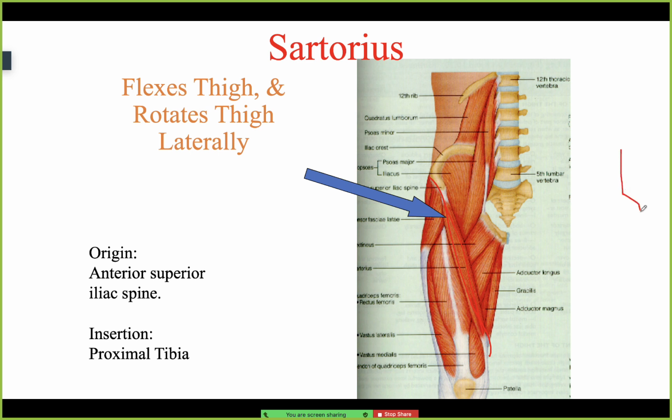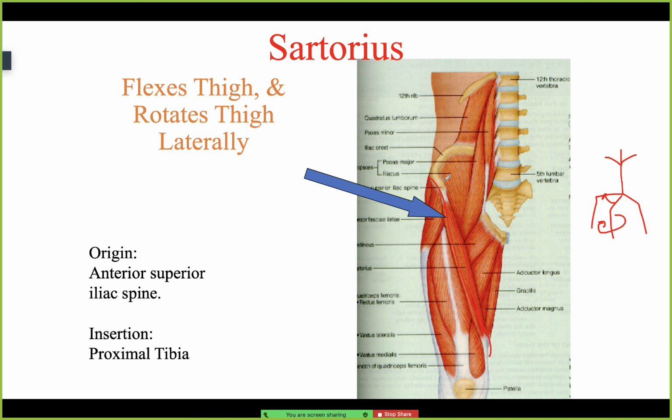So again, here's my stick figure. I think these work pretty well. So if I'm going to rotate the thigh laterally or flex it, flexing it means to bring it up like this, and now I'm higher up, or rotate it laterally, so rotate it that way. You can actually see both points here.